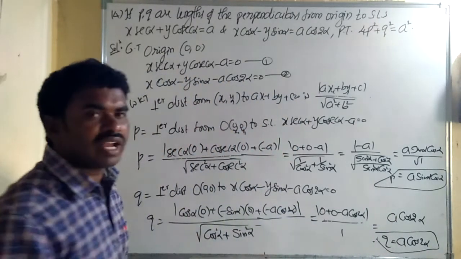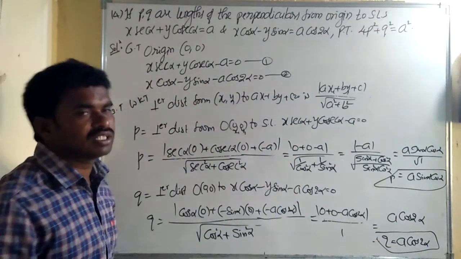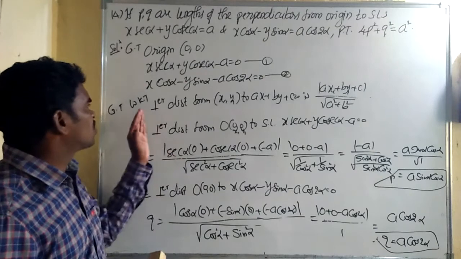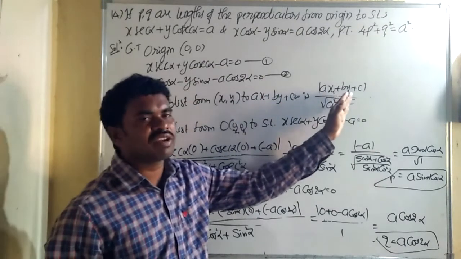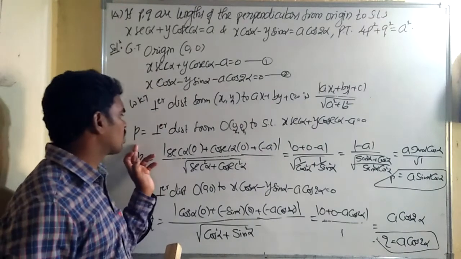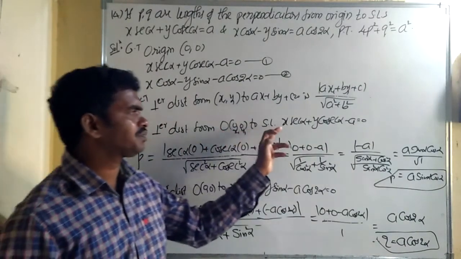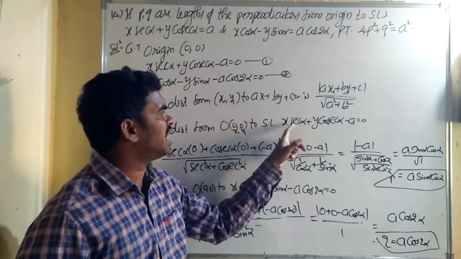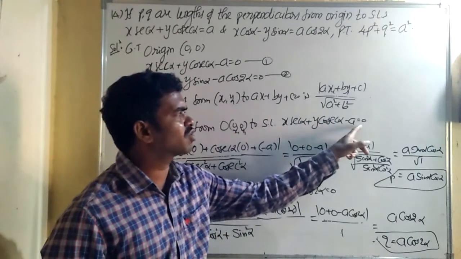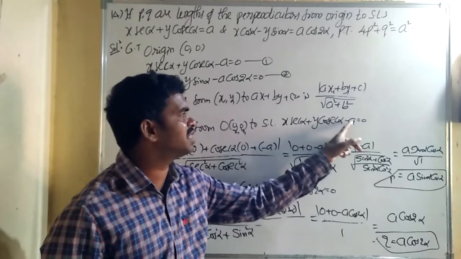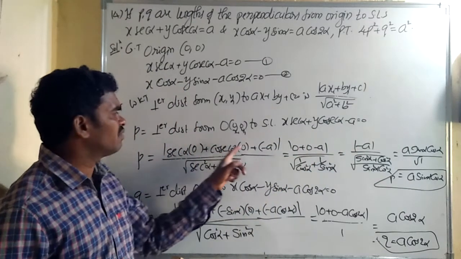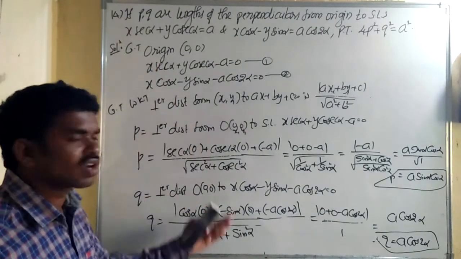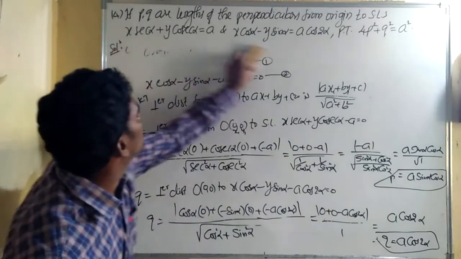So we found the p value and q value. Now let us take the left hand term, substitute in that and simplify, and we get the RHS. See once again, the perpendicular distance formula is ax1 plus by1 plus c by root of a square plus b square. Here in the question, p is the perpendicular distance from 0, 0 to x sec alpha plus y cosec alpha minus a equal 0. So compare with the general equation ax plus by plus c equal 0. A means sec alpha, b means cosec alpha, c means minus a. Then a x1, b y1 plus c by that, and similarly find the q value.